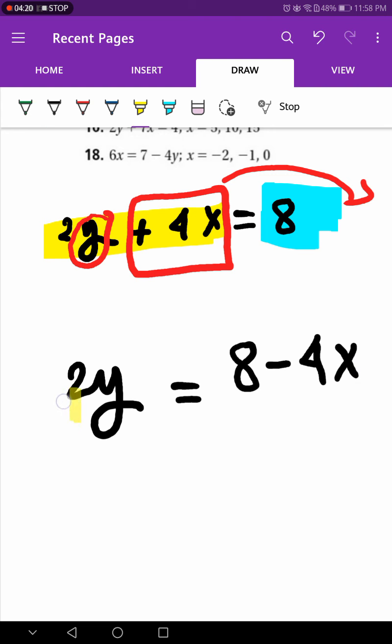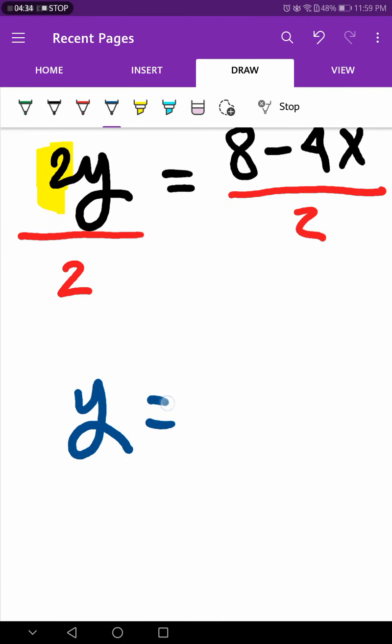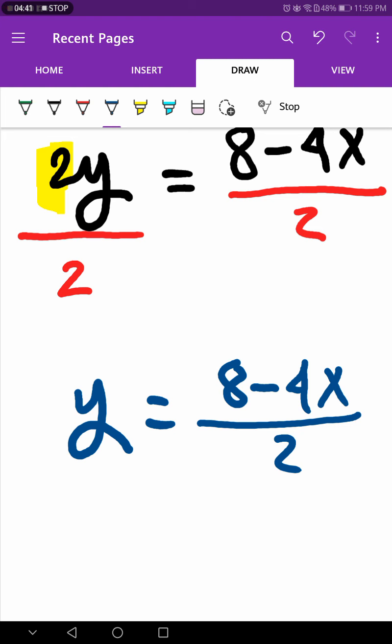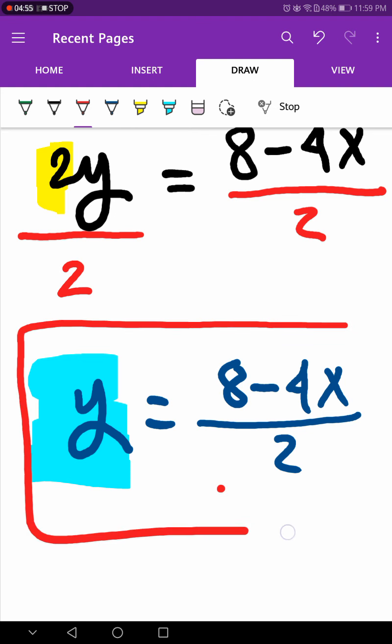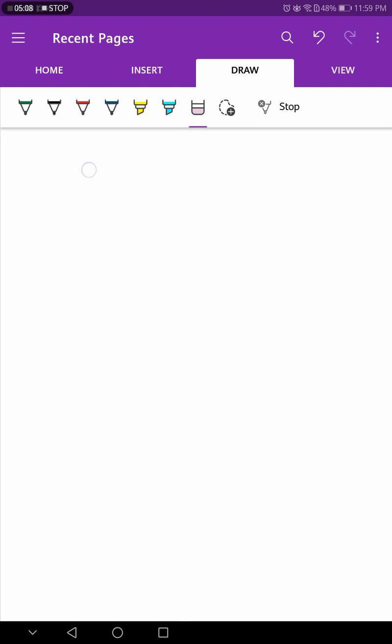Now what is the coefficient of the y? It is 2, so we divide the left side by 2 and the right side by 2, so the y will be 8 minus 4x over 2. We can write it like this and we can simplify. See, the y is alone and happy. So when I reach this situation, that means I found the solution. The y equals 8 minus 4x over 2. Okay, great.